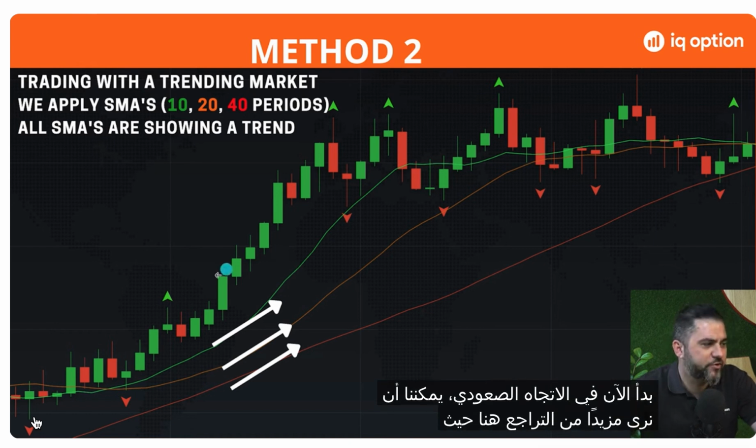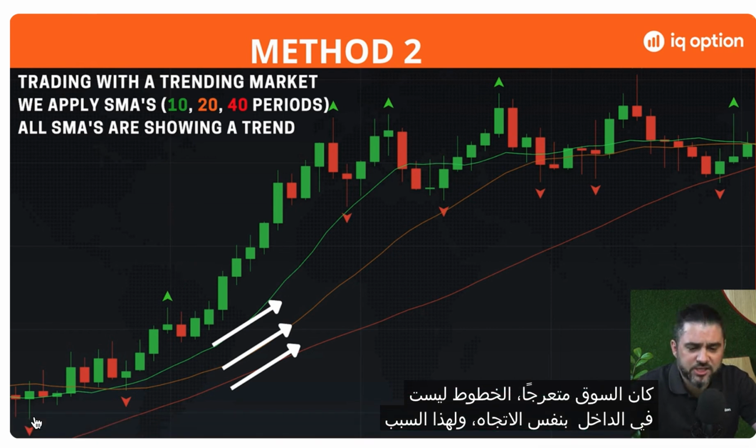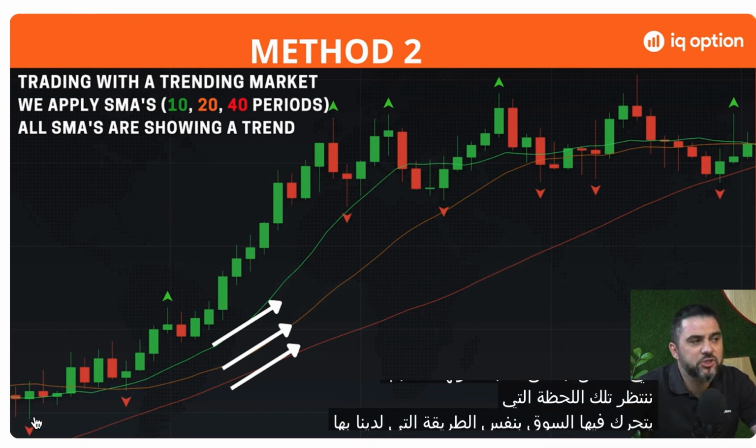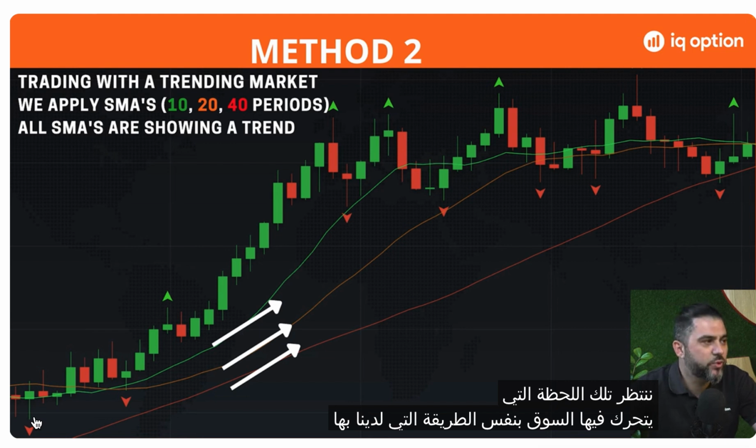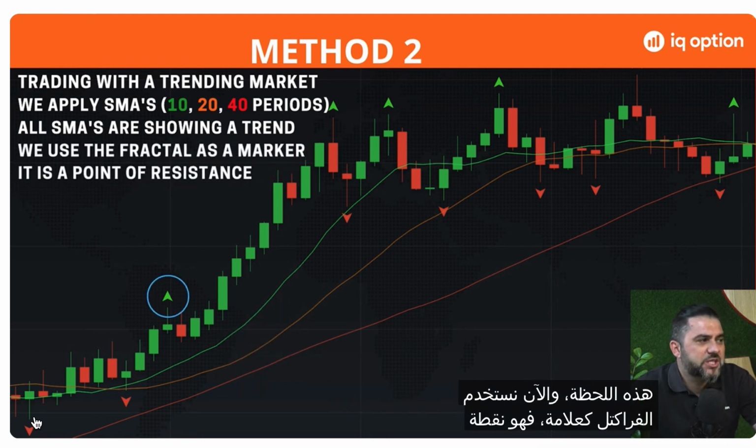We can see a bit further back down here, the market was zigzagging. The lines are not in all the same direction. Hence why we're waiting for that moment when the market does go in the same way. We have it. We have this moment now. We use the fractal as a marker. It is a point of reference.